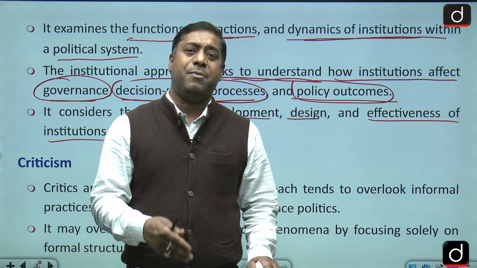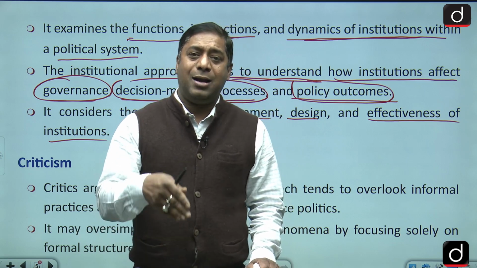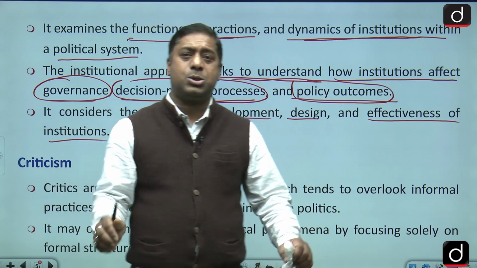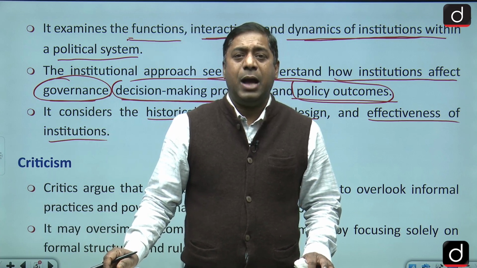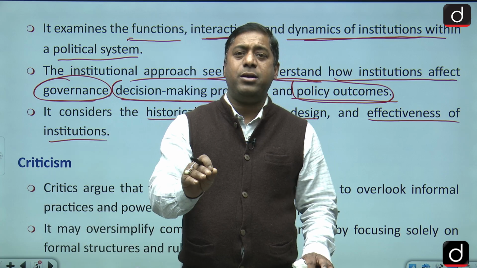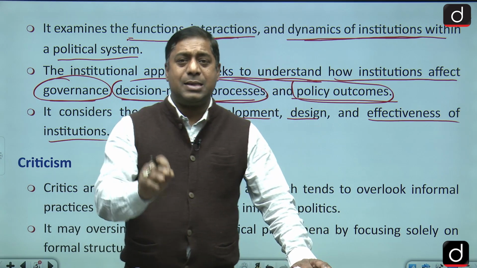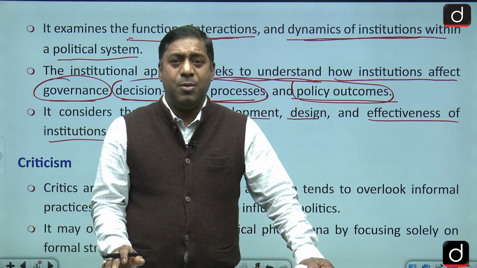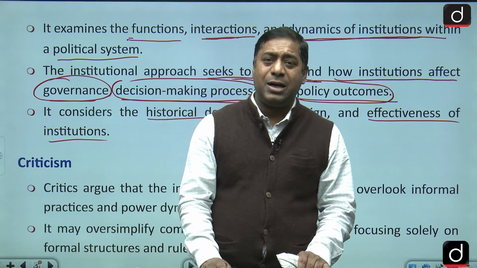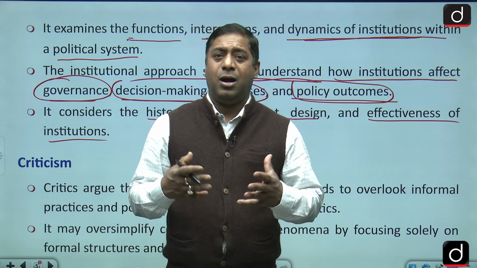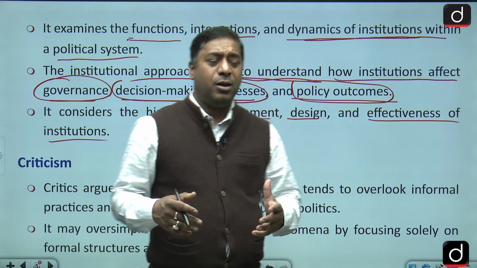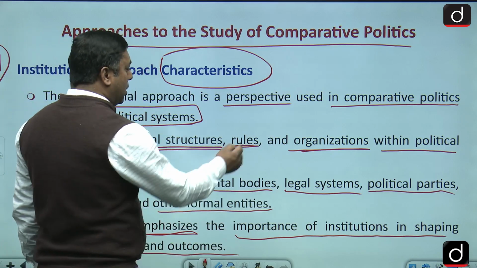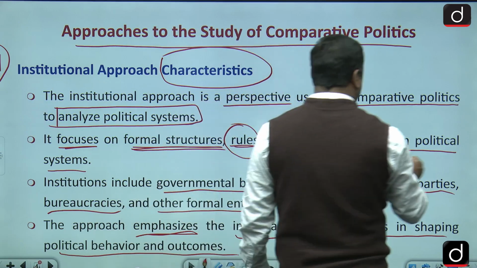In this political system analysis, it is trying to talk about the significance of political institutions in the political system. These political institutions are government, bureaucracy, legal system, political parties, and other formal organizations. They try to study their formal structure, their rules, and the organizations within them.